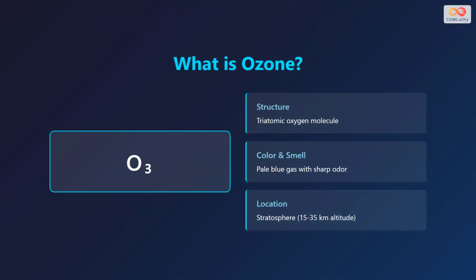Ozone is a molecule with the chemical formula O3, meaning it consists of 3 oxygen atoms bonded together. This makes it a triatomic form of oxygen. Ozone appears as a pale blue gas and has a distinctive sharp odor. The majority of Earth's ozone is concentrated in the stratosphere, specifically at altitudes between 15 and 35 kilometers above the surface. This region is commonly referred to as the ozone layer.